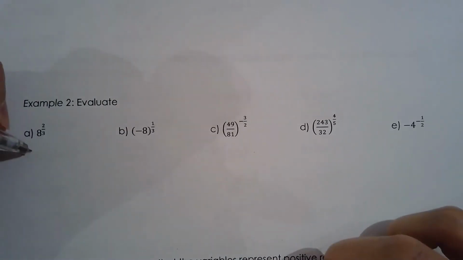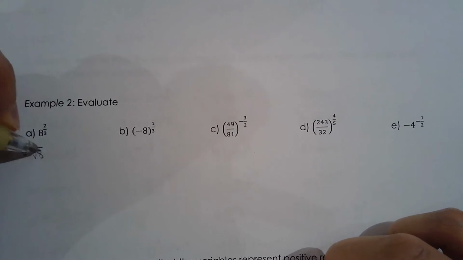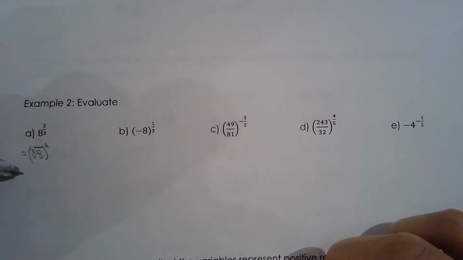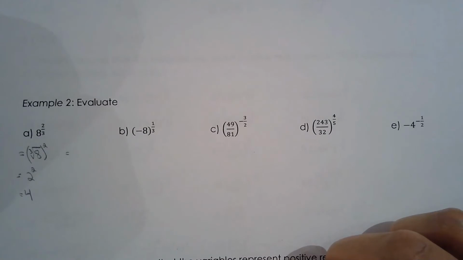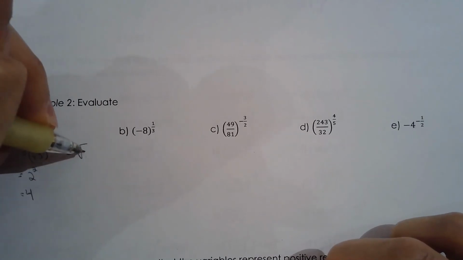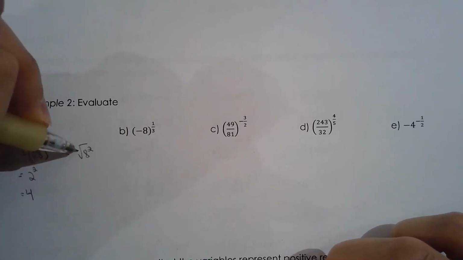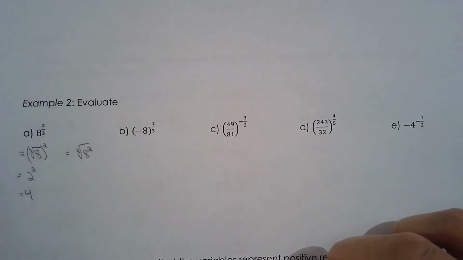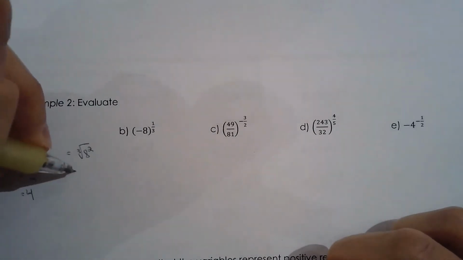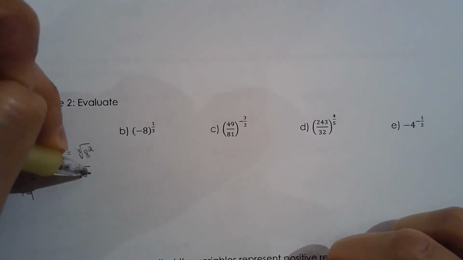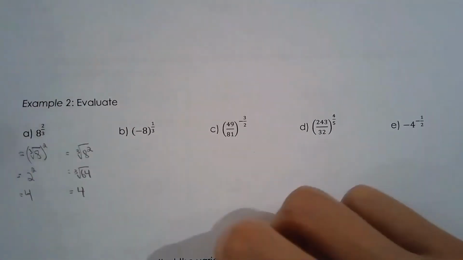I'm going to cube root the 8 and then square. Well, the cube root of 8 is 2, and 2 squared is 4. Beautiful. Or I can square first and then cube root. No problem. So square first and then cube root. Beautiful. You get 4 either way.